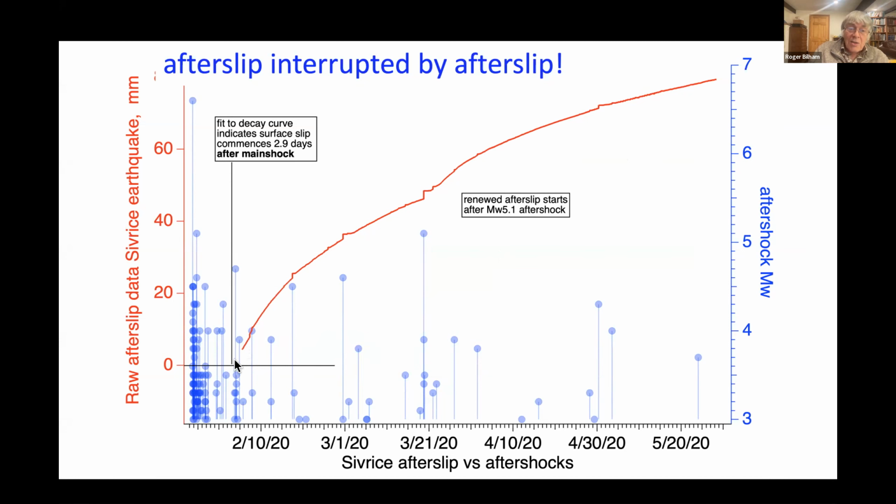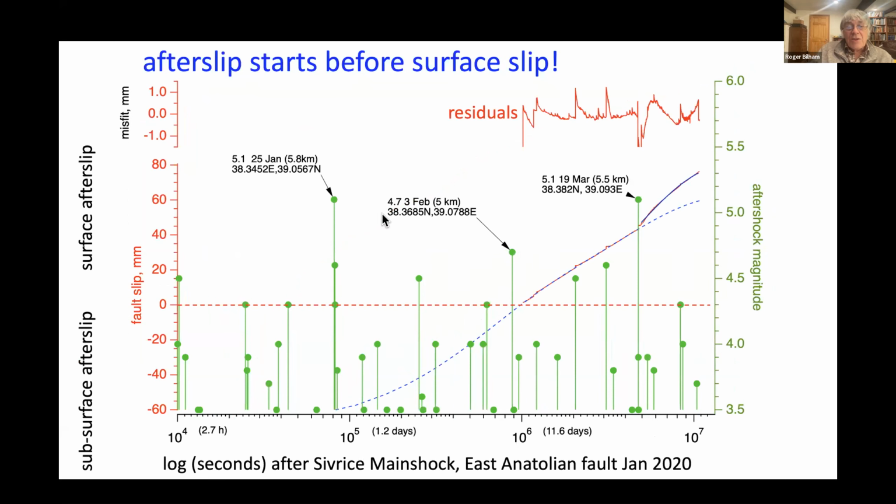And if you project that to the time 0, you don't hit the main shock at all. The main shock slip point is down here somewhere. So let's look at this in log time. Here is the same curve now. There's that 5.1 aftershock. Here's the main shock afterslip decay curve from 1 million seconds to 10 million seconds, essentially.